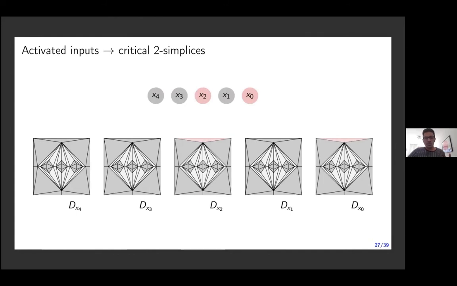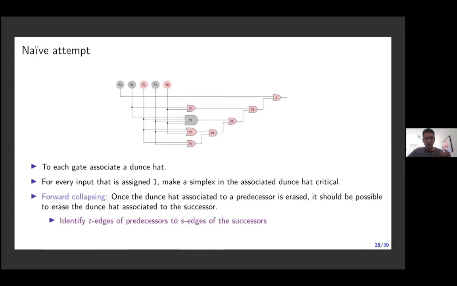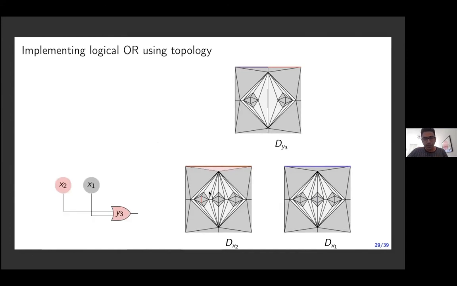So the way to do this is as follows. In your construction, you identify the target edges of the predecessor dunce hats to the source edges of the successor dunce hats. As shown in the example here, now I want to implement something like the OR logic. How do you implement the OR logic as a topology? So you have your salmon edge here attached to the salmon edge here, and the purple edge here attached to the purple edge here.